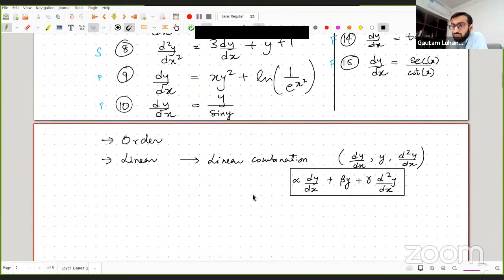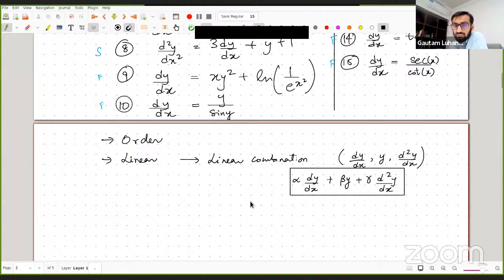Now if I give you an example of a non-linear combination, it could be something like this: y times dy by dx. This is not a linear combination. The reason is that dy by dx is being multiplied by the other variable. Does this make sense?